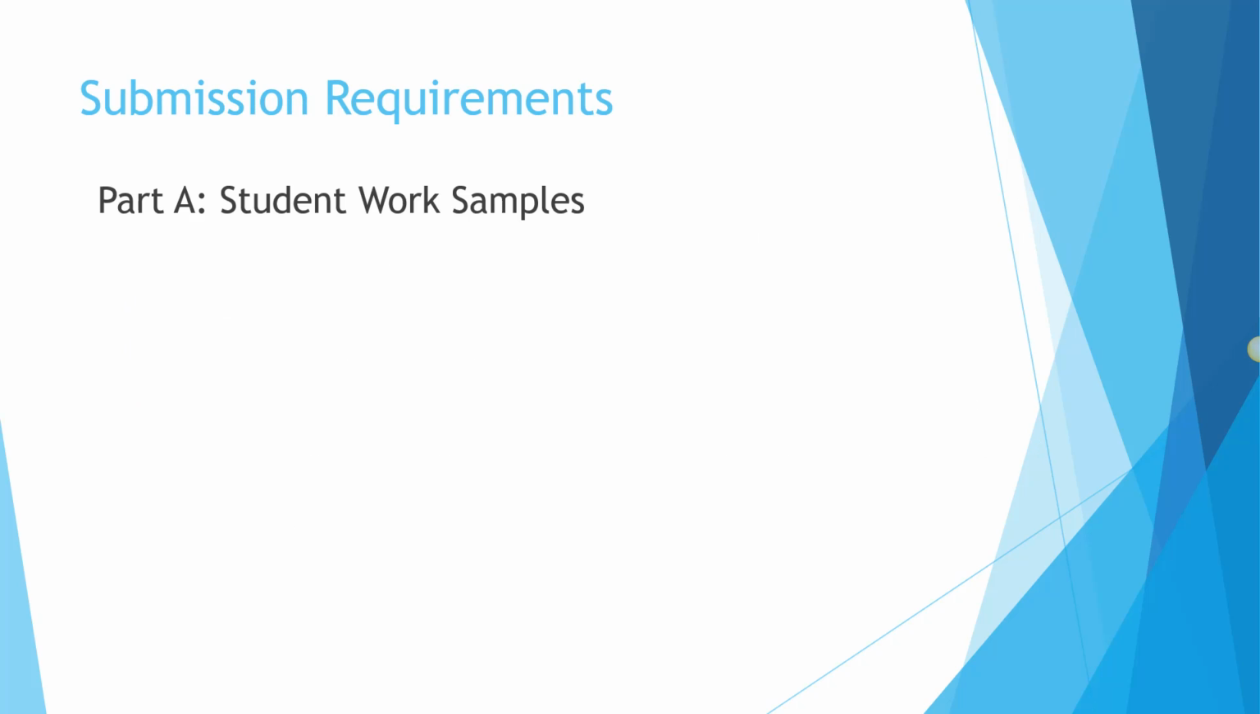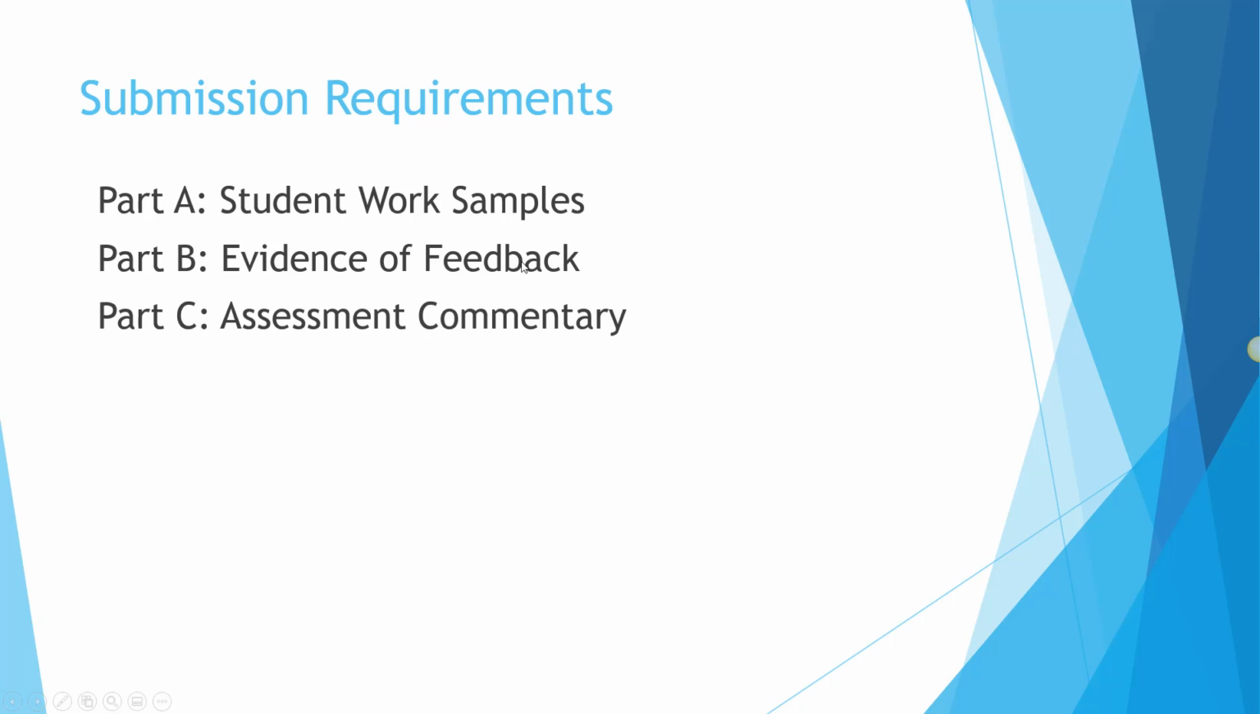The submission requirements is that there's 4 parts here. You've already created 7 artifacts and you just have 4 more to complete. One are the samples of your student work. That's 3 pieces of evidence. The evidence of your feedback, and then the commentary that you have in Blackboard. You have to answer 4 questions, I believe. And then the evaluation criteria we just talked about.